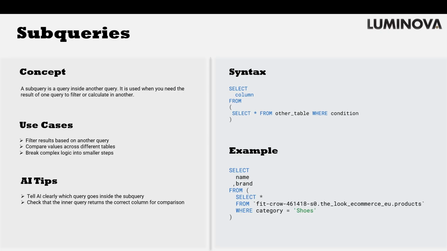To summarize, subqueries are powerful because they let you reuse the output of one query inside another. They are useful for filtering, comparisons, and simplifying complex logic, and they need to be written carefully so the inner query returns exactly what the outer query expects. Mastering subqueries adds another layer of flexibility to your SQL toolkit and makes it possible to answer questions that cannot be solved with a single flat query.